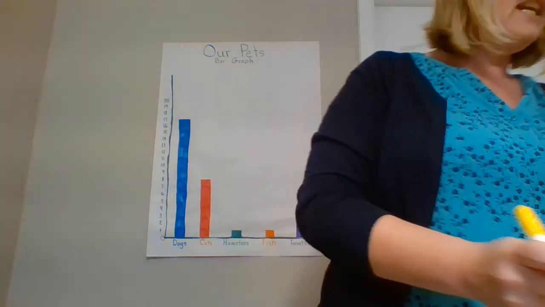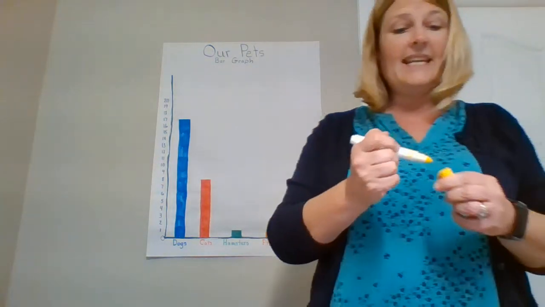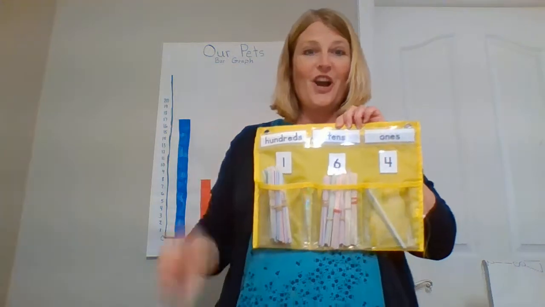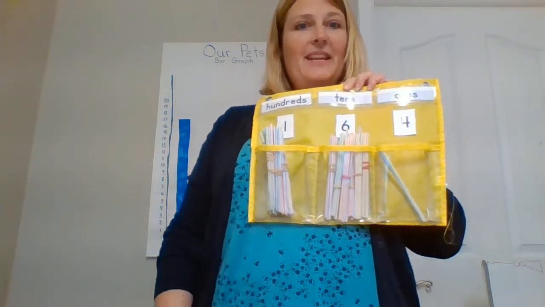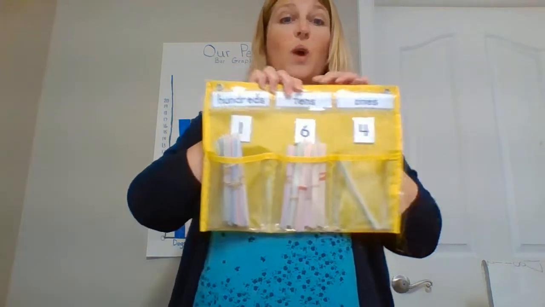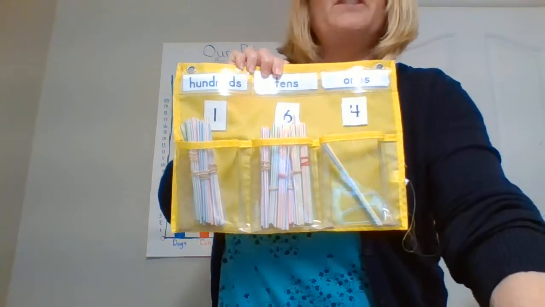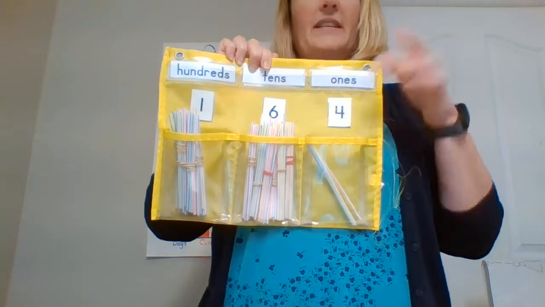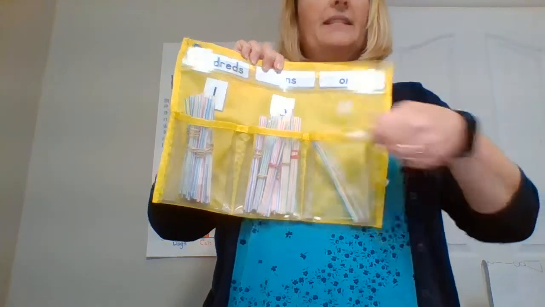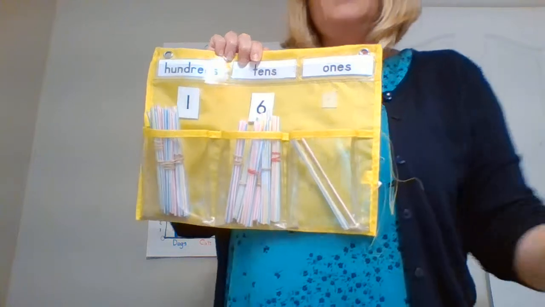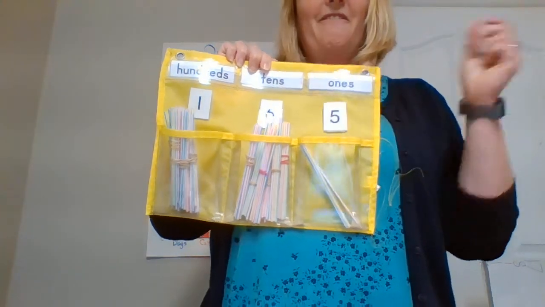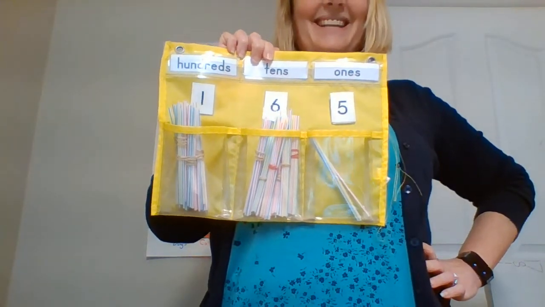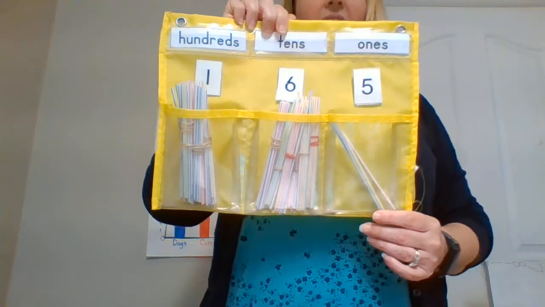Now let's go ahead and take a look at how many days we've been in school. Here is our chart, and we see we have been in school yesterday for 164 days. So I'm going to take a straw and add it into our ones column. Yesterday we had 4 ones. I just added another one, which means today we are at 5 ones. Excellent. So go ahead and read that number for me.